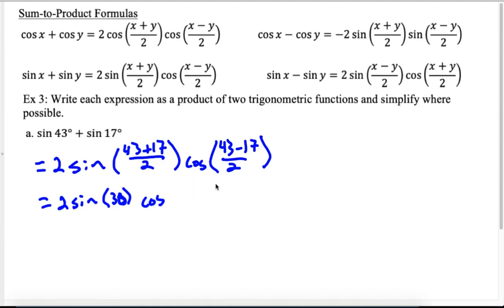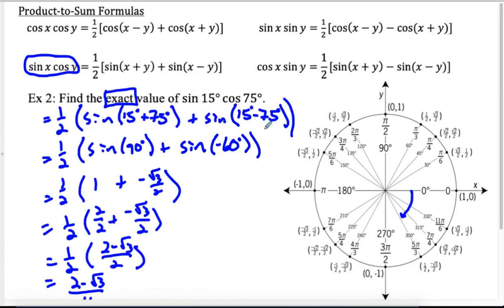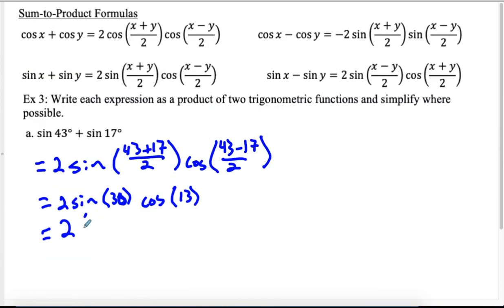26, sorry. And then 26 divided by 2 is 13. So I don't know what the cosine of 13 is, but I do know what the sine of 30 is, right? So sine of 30, again, we can use our unit circle. If I go to 30, the sine, the y value there is 1/2. So this would just be 2 times 1/2 times the cosine of 13 degrees. 2 times 1/2 is just 1, so we end up with just the cosine of 13.